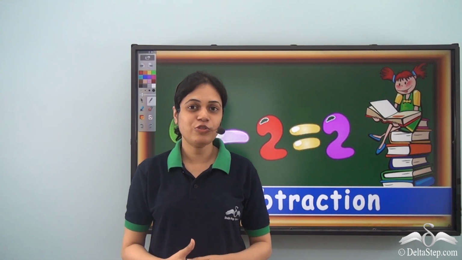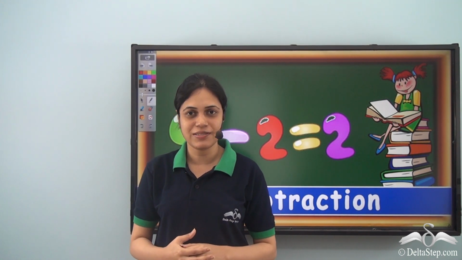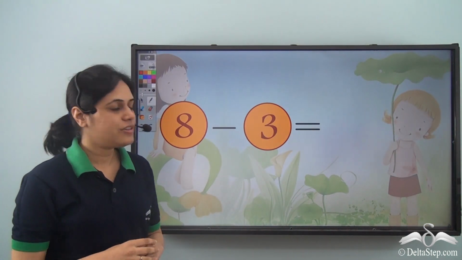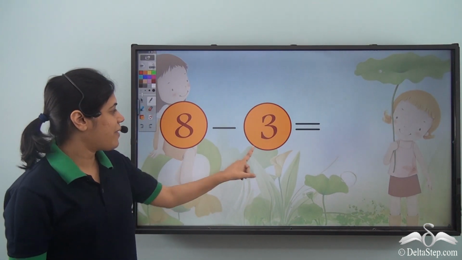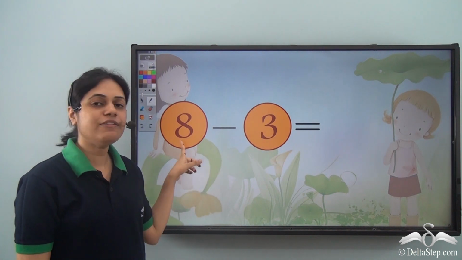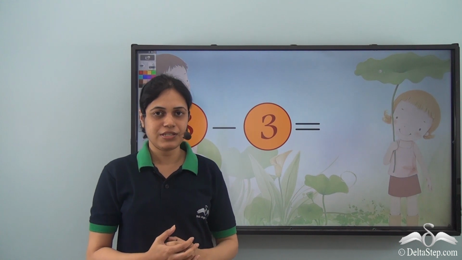Do you remember how to subtract two numbers using your fingers as objects? Let us try out one example. So this is 8 minus 3. We need to subtract or take away 3 from 8. So how can I do it using my fingers?